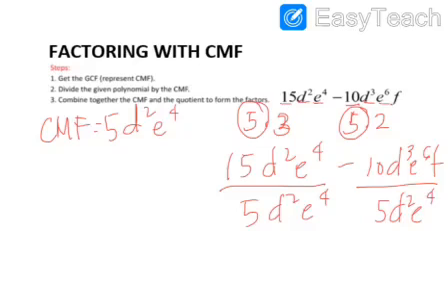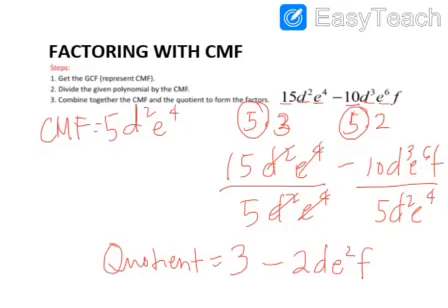So 15 divided by 5, the answer is 3. And again, in terms of variables, when we divide, we subtract the exponent. So d squared divided by d squared, we will arrive with d raised to 0, or just cancel it. Same with e to the 4th divided by e to the 4th. Then copy the sign between them, which is minus. Then 10 divided by 5, the answer is 2. d cubed divided by d squared, the answer is d. e to the 6th divided by e to the 4th, the answer is e squared. Then again, we will just copy the letter f. So this will be the quotient.